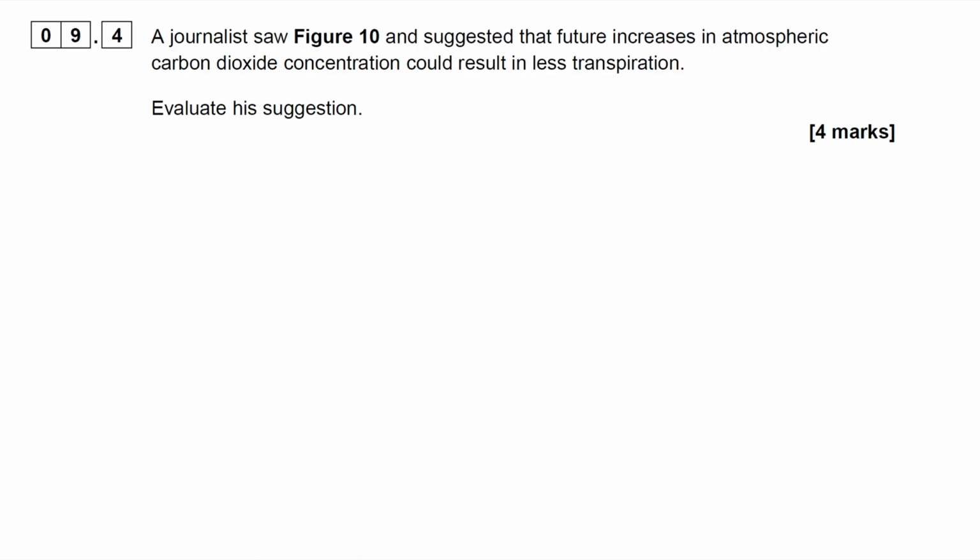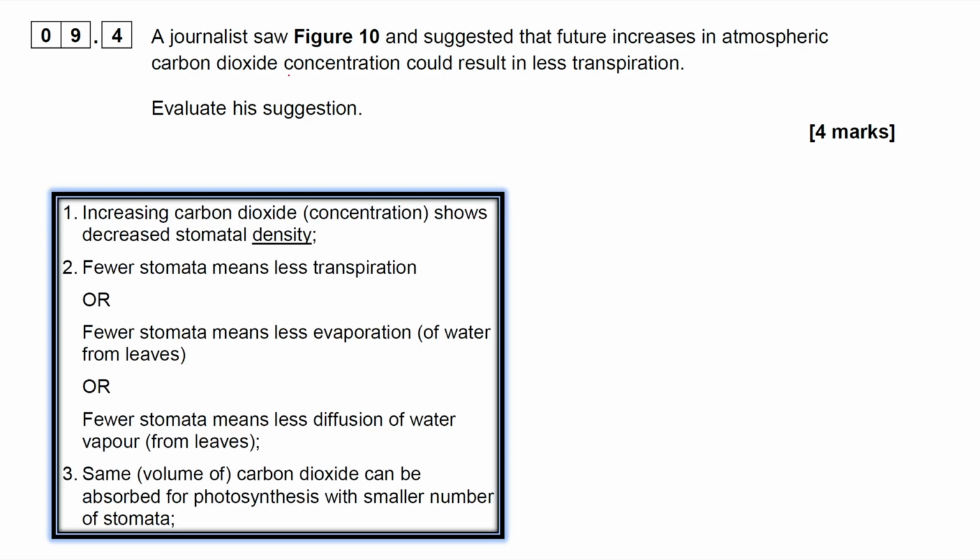The next part of the question is, a journalist saw figure 10 and suggested that future increases in atmospheric carbon dioxide concentration could result in less transpiration. Evaluate his suggestion. So that question is for 4 marks, so you need to provide a bit more detail. So your answer should include these points. Number one, increasing the carbon dioxide concentration shows a decreased stomatal density, which we have just seen. So fewer stomata mean less transpiration. Fewer stomata, so there will be less chance that the water will be lost. Fewer stomata mean less evaporation of water.